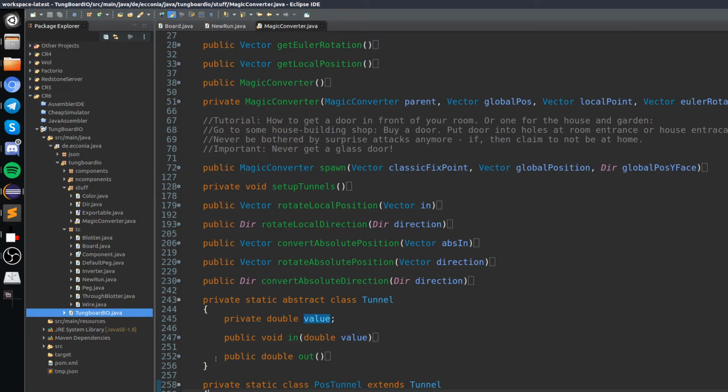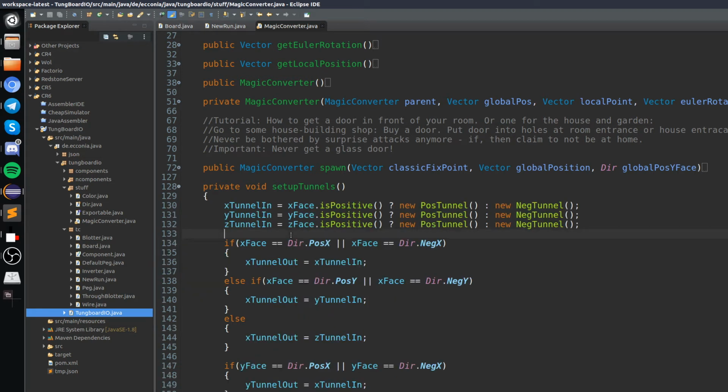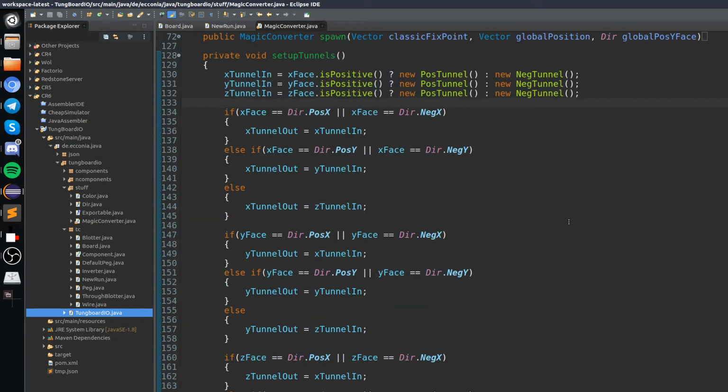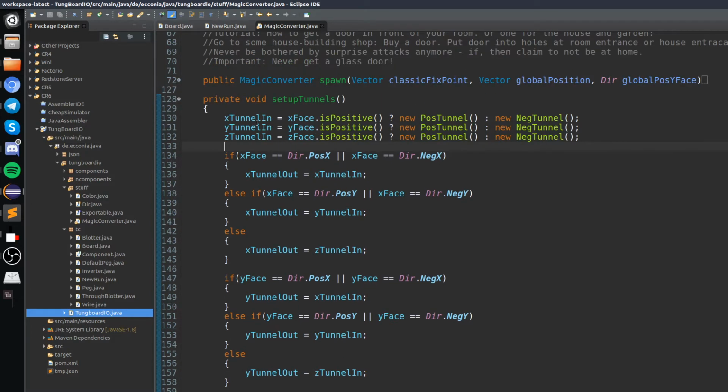What does that give me? What do I need that for? Well, it's quite simple. Let me show you. This is the magic one. This is where we create the tunnels. I go here and say, okay, let's look at the axis of the x. What is the x-axis pointing to? Is it positive or negative? If it's positive, I give it a positive tunnel. If it's negative, I give it a negative tunnel.